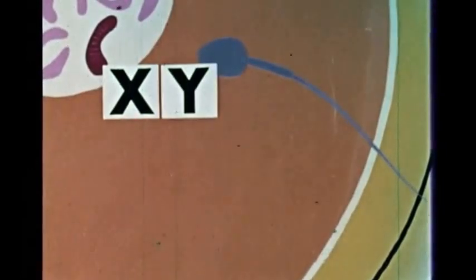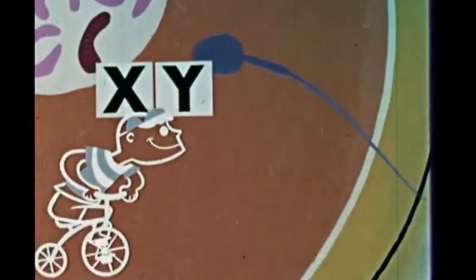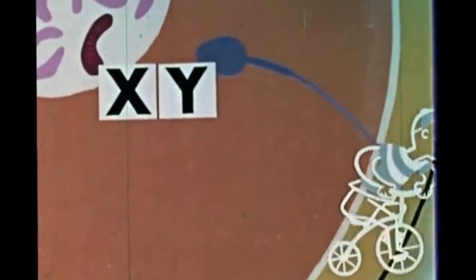But if the egg is fertilized by a sperm which carries the Y chromosome, there will be only one X chromosome in the egg, and the baby will be, that's right, a boy.